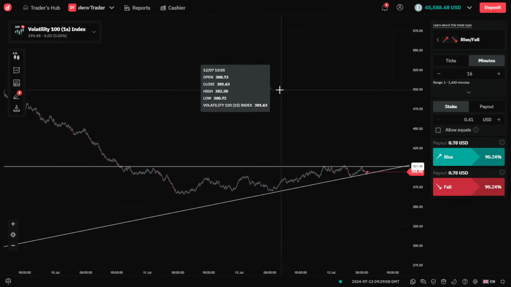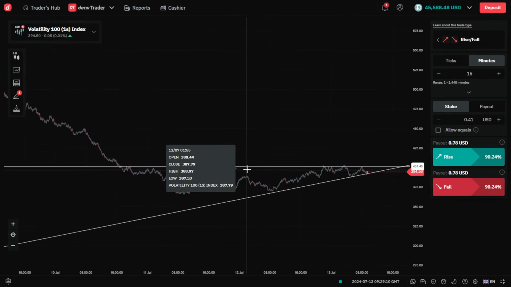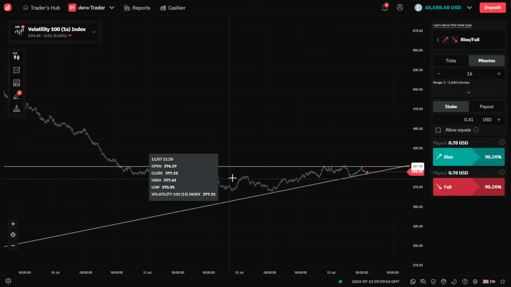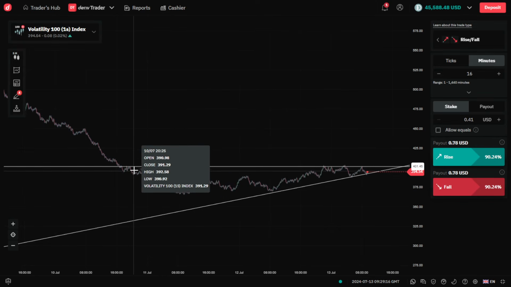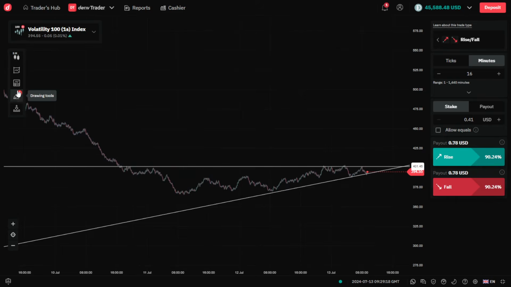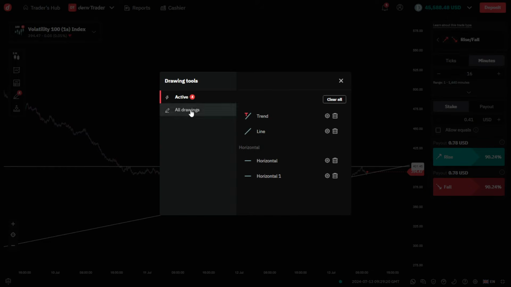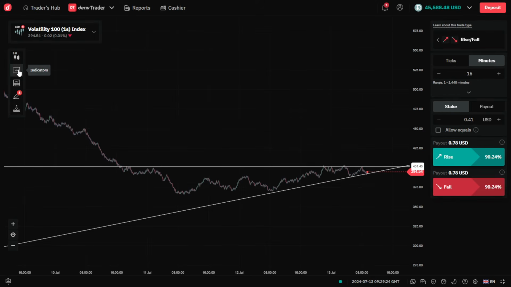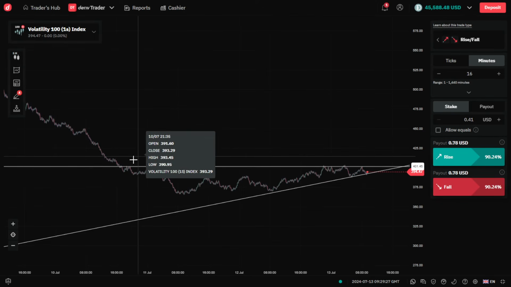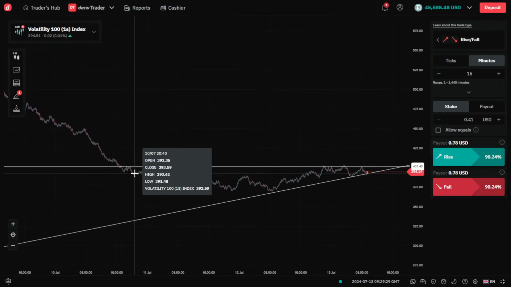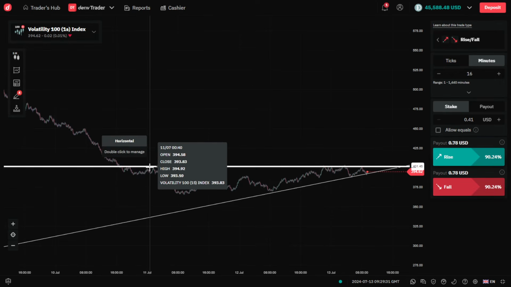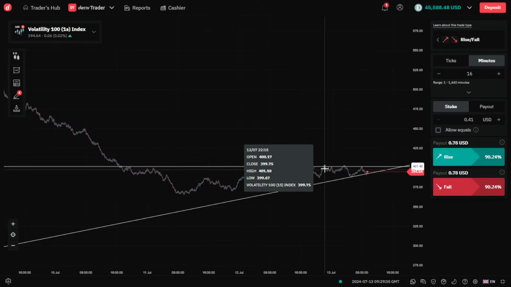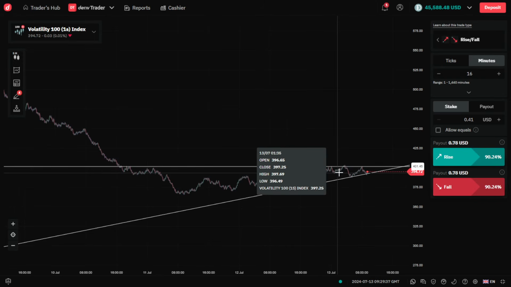As you can see, this is what I mean. When I zoom out, you can see anytime it nears the white line, it goes down. As you can see at this point right here, it touched and went down. And then it touched here, it went down, here it went down. And then it touched here again, it went down, here it went down.